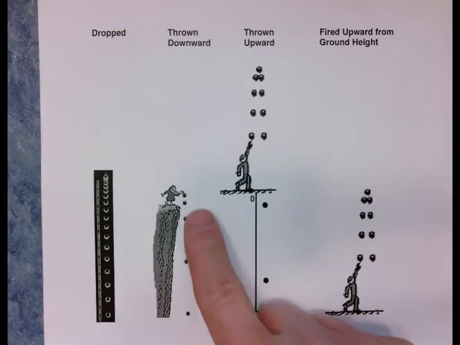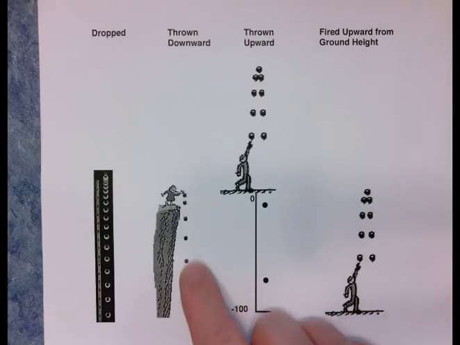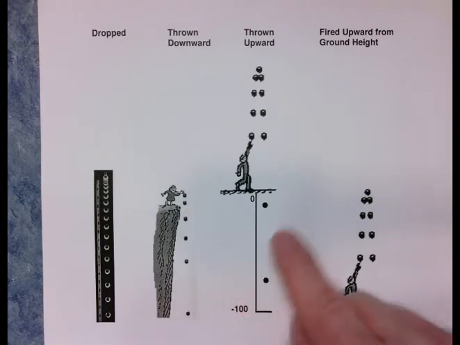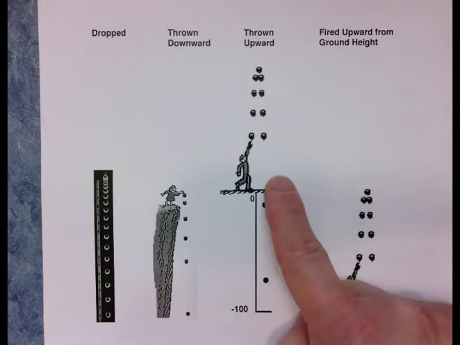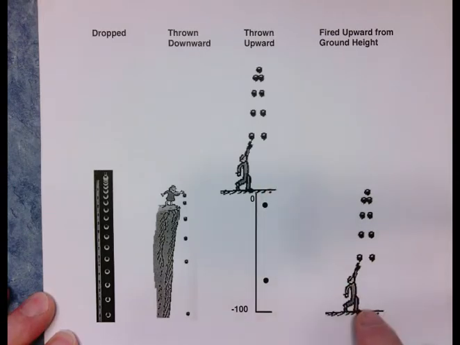Then we'll consider some where they are thrown downward with an initial velocity. Then we will consider some where they have been thrown upward with an initial velocity. And then we'll just consider a simple case of being thrown from the ground upward and downward.